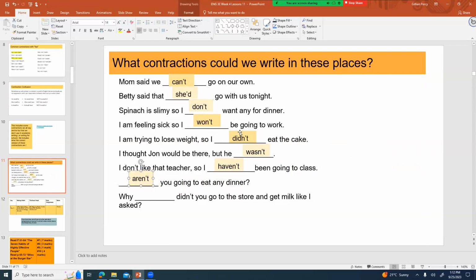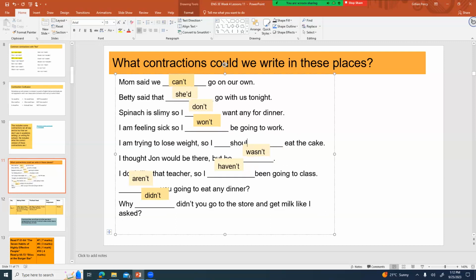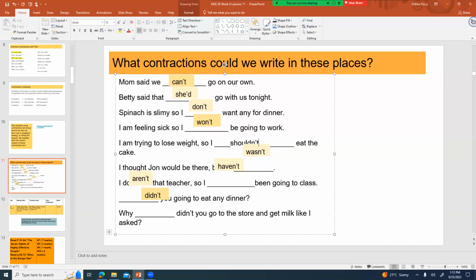And I think I'm going to put this one down here. Why didn't you go to the store and get milk like I was thinking? This one was the idea of shouldn't. I shouldn't. I wanted to kind of work with that. The idea that it's in the future, but it's the idea of whether it's a good idea or not, whether it's proper or not. Okay.